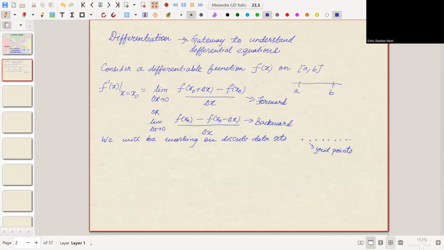So for simplicity, for the first half of this unit, I will assume that these grids are uniformly spaced. We'll make things easy at first, then we'll move to a bit more complicated. What does it mean? I'm considering a uniform grid.